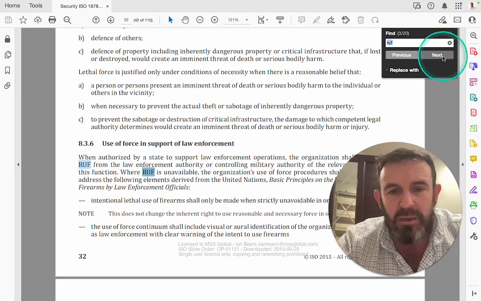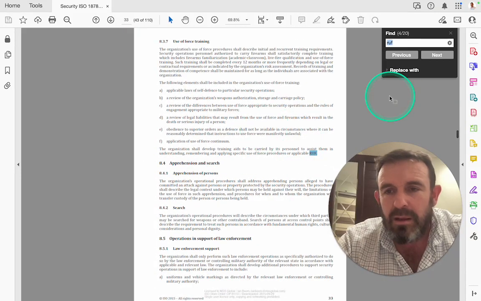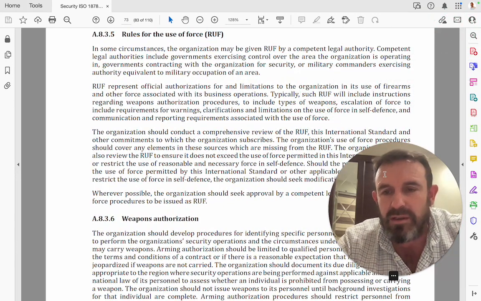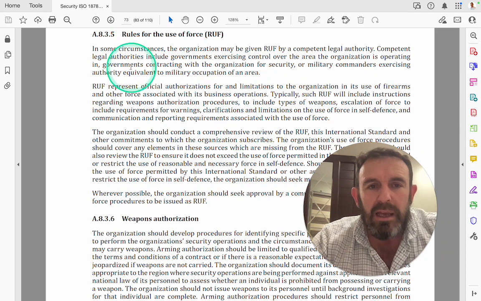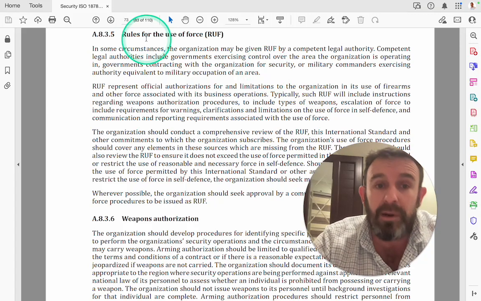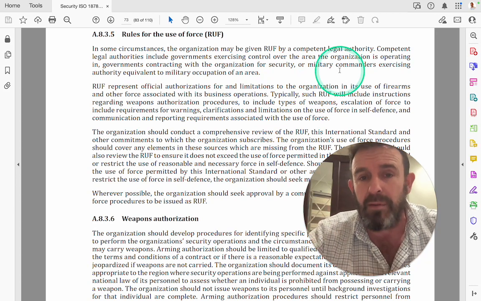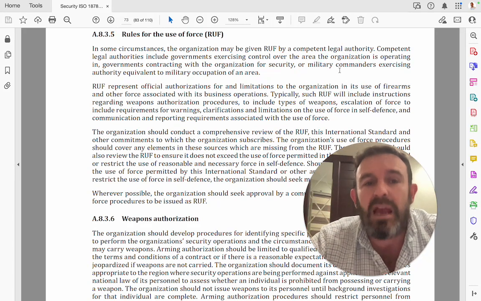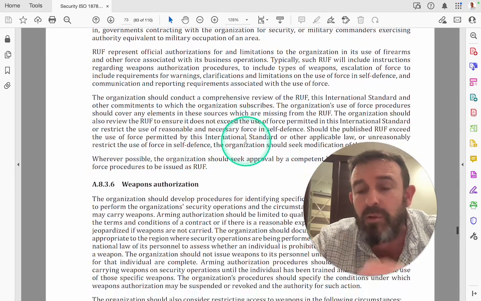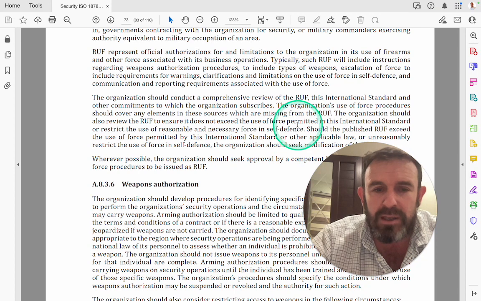So many times have we said, you can see here, and if we just move through the document, it will highlight all those times that this becomes really important. Now, what I'm going to focus on is this area here. So this is the main area. In some circumstances, the organisation may be given rules for the use of force by a competent legal authority. Competent legal authorities include government exercising control over the area the organisation is operating in. That makes sense, okay? But ultimately, we've got to remind ourselves that the organisation should conduct a comprehensive review. We've got to review those rules for the use of force. Then ultimately, we've got to take into consideration what is being said here.